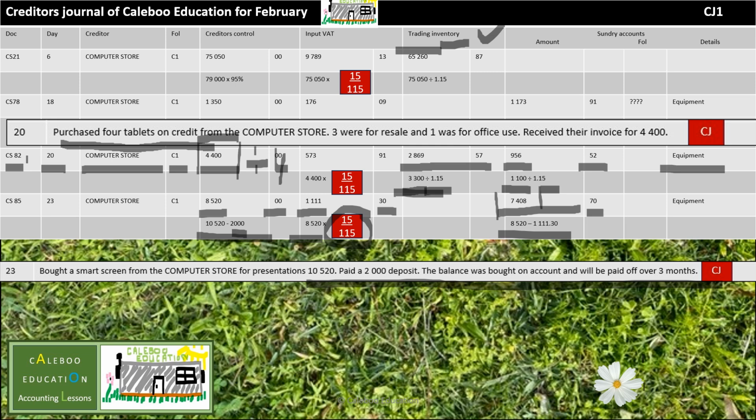And that is also going to be classified as equipment. The smart screen bought is equipment for the business. It is part of the equipment for Calibu Education. We're doing well. We've done all 4 transactions now that relate to the creditors journal. The 4 transactions where we made a purchase on credit.